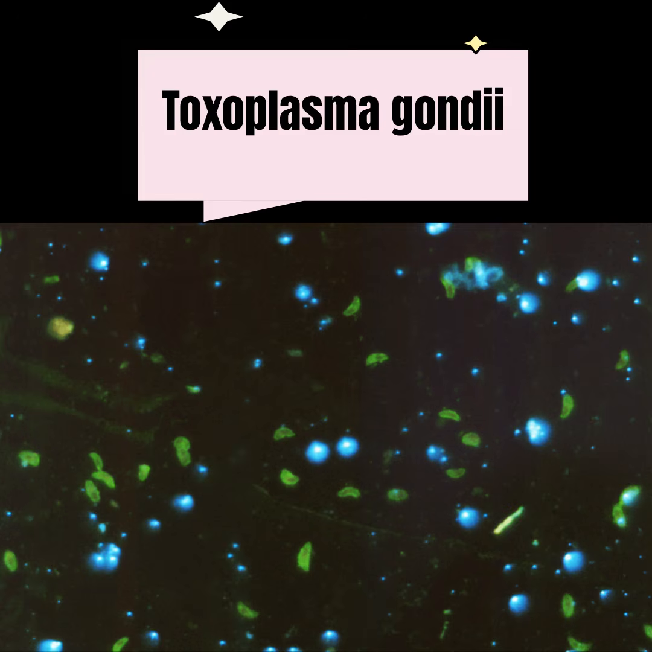The tachyzoite stage seen here is the rapidly multiplying form responsible for tissue destruction and acute symptoms, while the bradyzoite stage is found within slow-growing tissue cysts during the latent phase of infection. Diagnostic confirmation often relies on serology looking for immunoglobulin M or immunoglobulin G titers or polymerase chain reaction of amniotic fluid or cerebrospinal fluid.